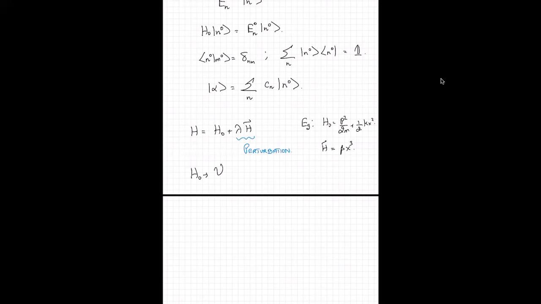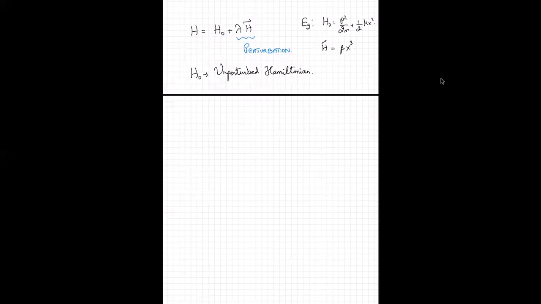In other words, H0 is called the unperturbed Hamiltonian, and H tilde is called a perturbation. Okay. Now, what is the lambda? The lambda is simply a bookkeeping device. Okay. So I'll tell you what the use of lambda is in just a second.